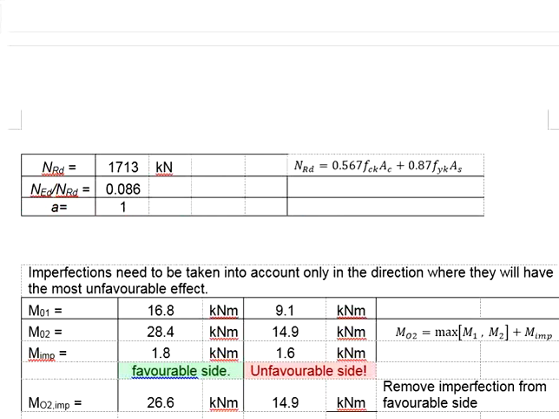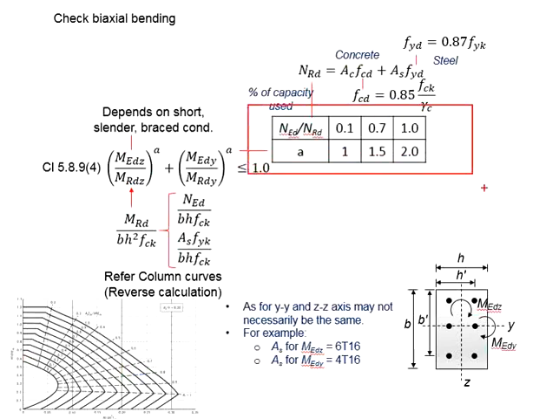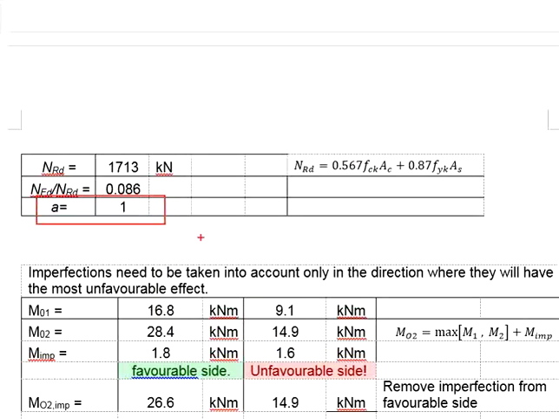147.36 divided by 1713 kN. You get 0.086. Refer to the table here. 0.086 is smaller than 0.1. Therefore, we should use A here equals to 1.0 as calculated here.